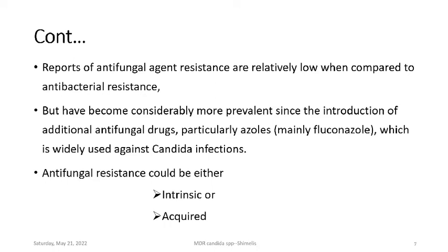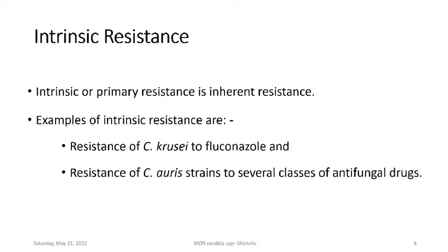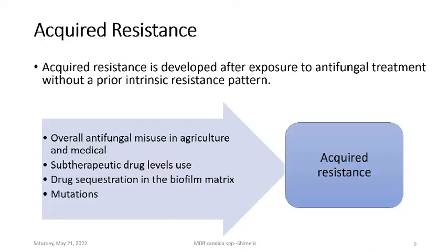Antifungal resistance could be either intrinsic or acquired. Intrinsic or primary resistance is inherent resistance. For example, resistance of Candida krusei to fluconazole, because Candida krusei is not naturally susceptible to it, and resistance of Candida auris to several classes of antifungal drugs also.